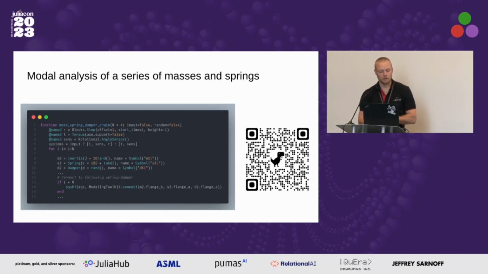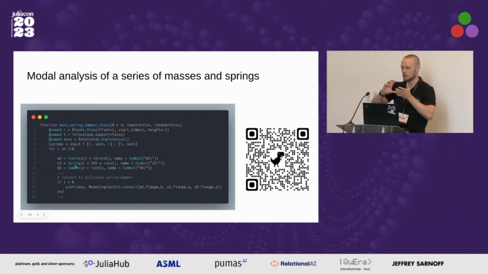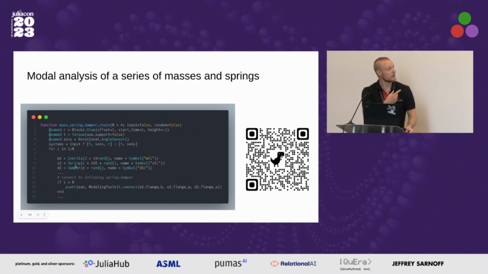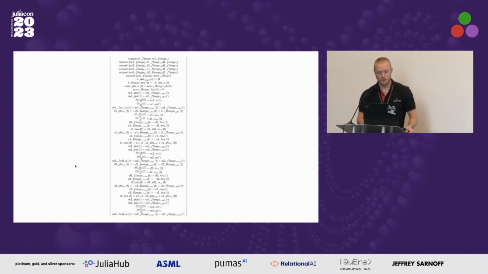So here I have a ModelingToolkit standard library example. There is a QR code if you want to look at it. I've written a little function that just allows me to connect an arbitrary number of masses and springs. And once I have called this function, we see we have inertias and springs and dampers. And I say inertia because it's a rotational example. And then I just connect n number of those. And in my example here, I will use 3.